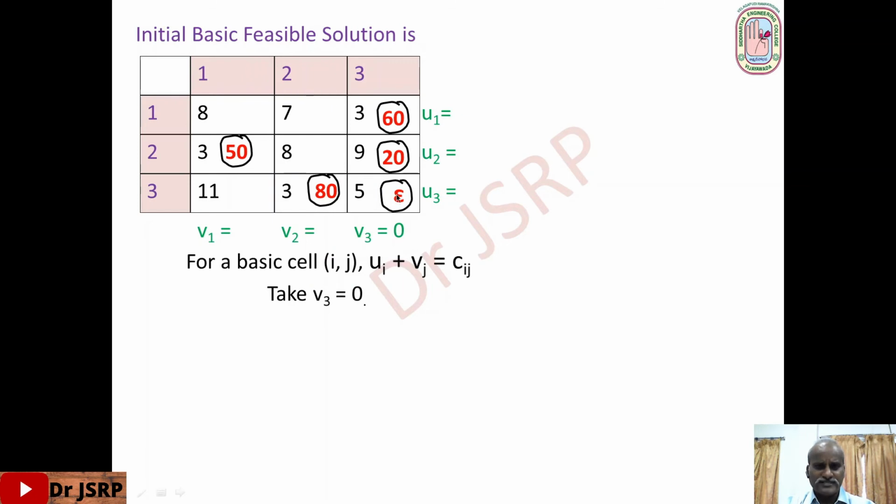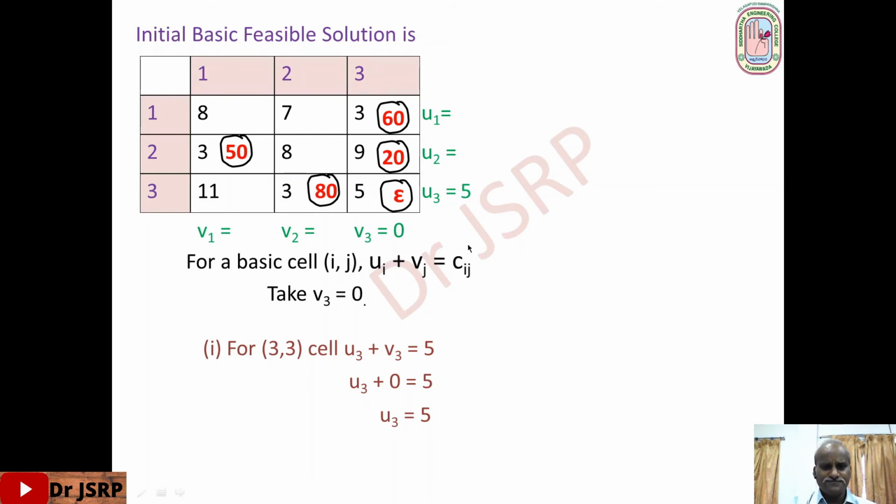In this column, consider this basic cell, the 3, 3 cell. For the 3, 3 cell, what is the relation? Corresponding U value U3 plus corresponding V value V3 equal cost 5. So U3 plus V3 equal 5. V3 is known, substitute here: U3 plus 0 equal to 5. So U3 equal 5.